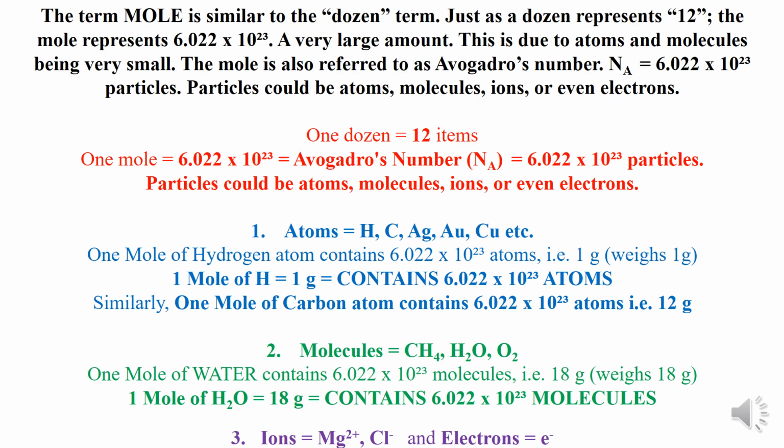Now the term mole is similar to the term dozen. Just as a dozen represents 12, the mole represents the Avogadro number. And this Avogadro number is a very large amount. This is because atoms and molecules are very minute. They are very small. So the mole is also referred to as Avogadro number of particles.